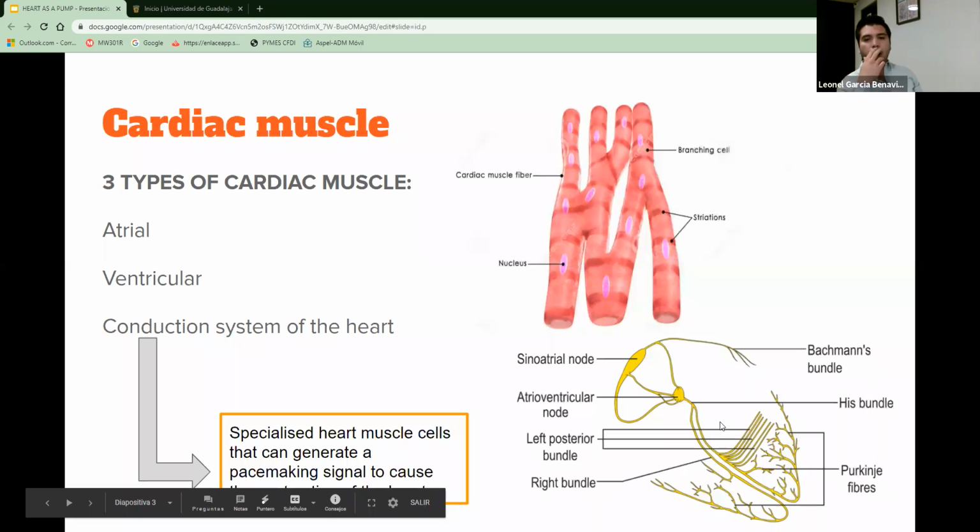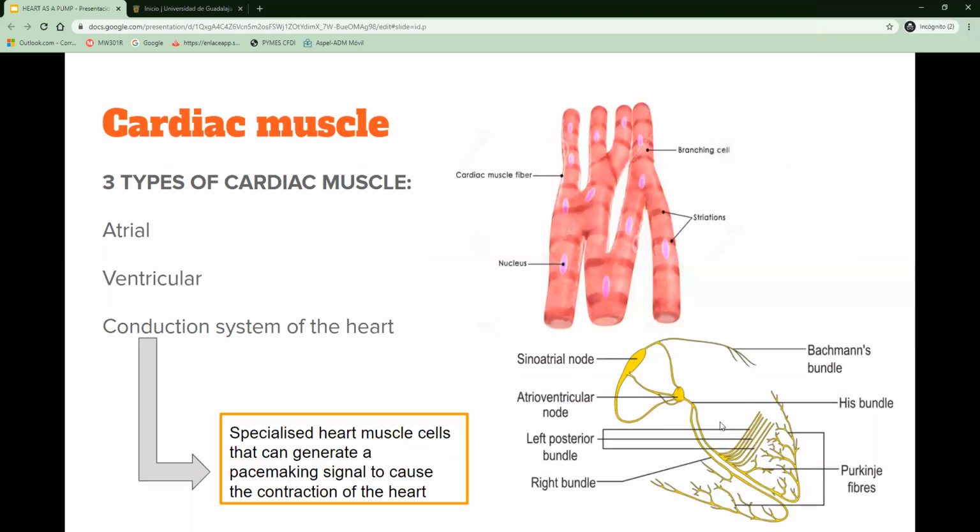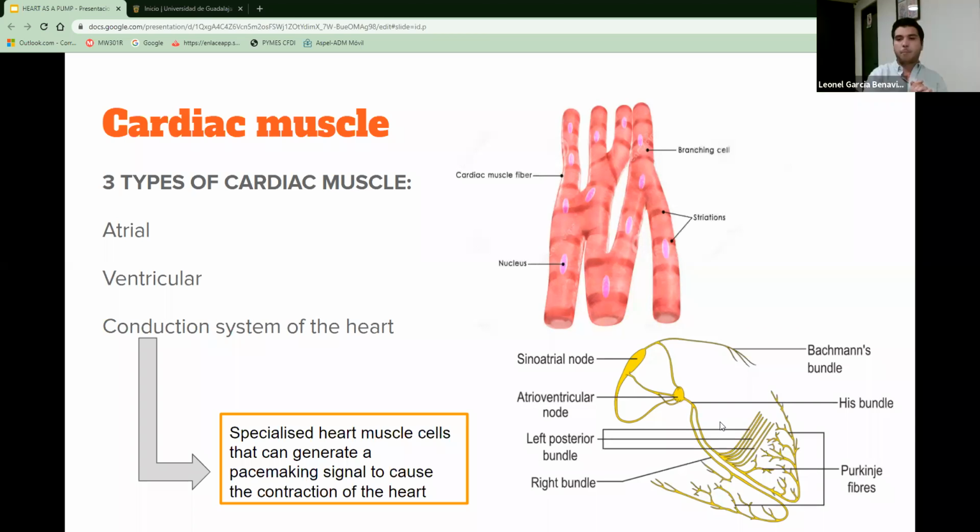Okay, so what is cardiac muscle? First, let's start with the components of the machine. The machine is made by cardiac muscle. Why is it different from other types of muscle? We're going to review that in a while, but first of all, there are 3 types of cardiac muscle. There's atrial muscle, there's ventricular muscle, but there's another part of cardiac muscle that's very important. That's the conduction system of the heart.